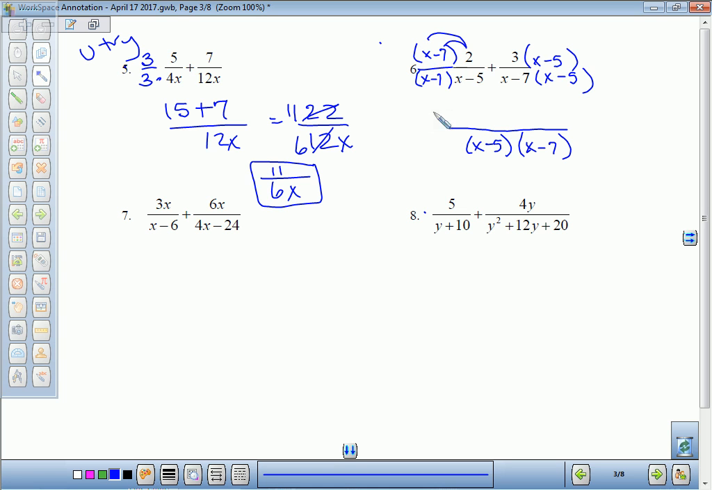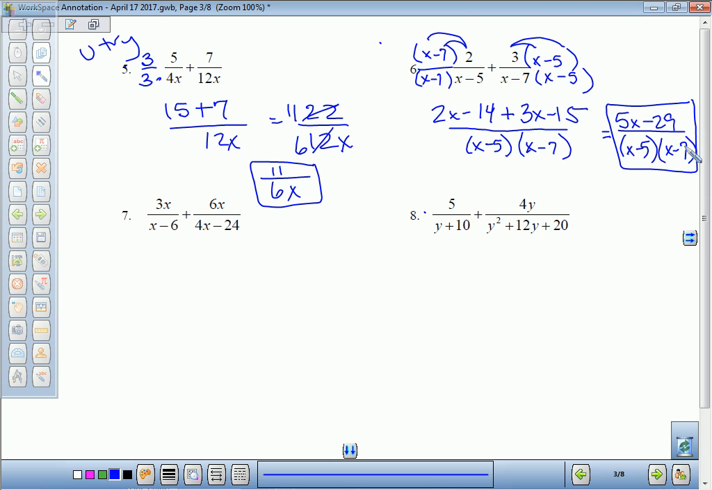All right, so 2 times x is 2x. 2 times negative 7 is negative 14. And then we have to distribute here. So we get 3x and a negative 15. So when our denominators are completely, totally different, it almost seems like the first one gets multiplied by the second one, and the second one gets multiplied by the first one. Yeah, that's what it is. Okay, so this gives us 5x minus 29, which doesn't have a GCF. And that's all we can do. So we leave it as 5x minus 29 over x minus 5 times x minus 7.